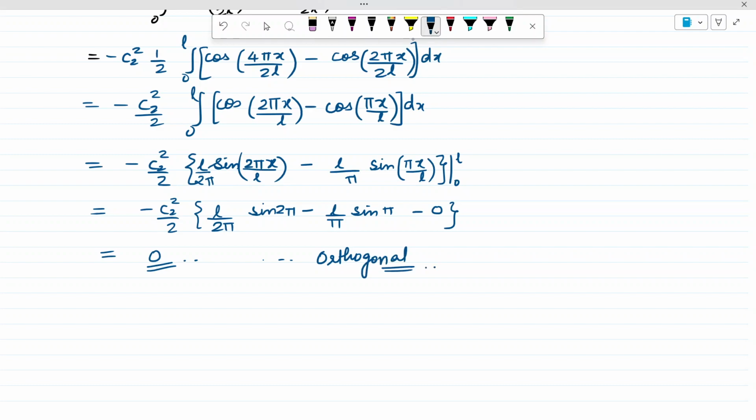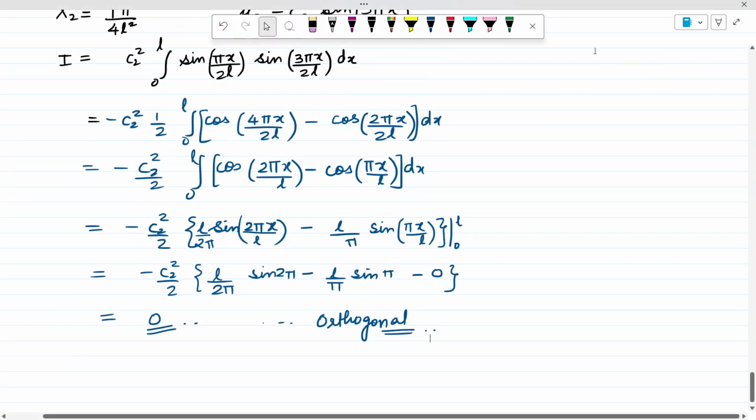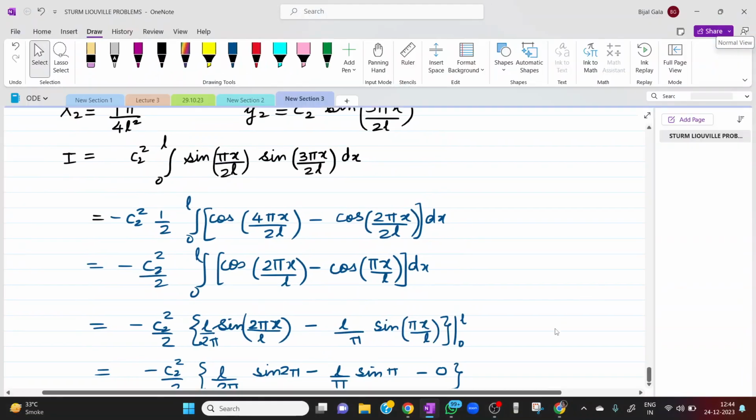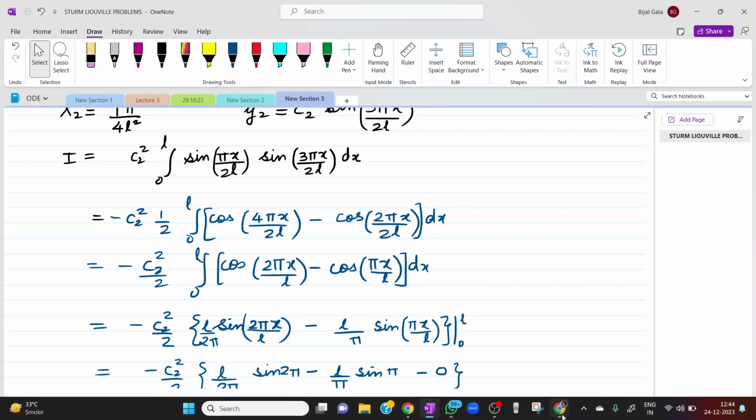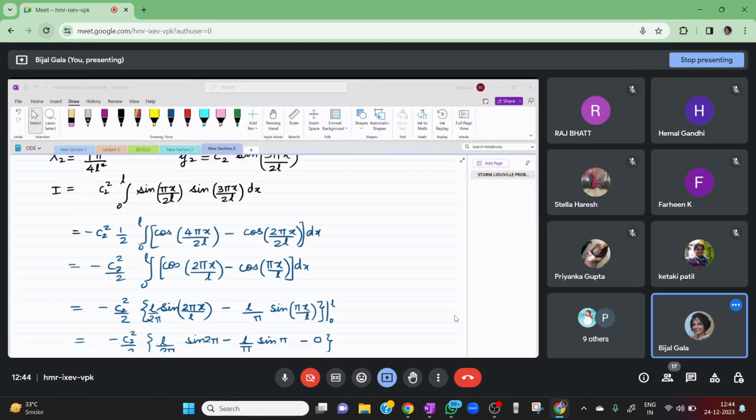I hope this is clear with everyone. This happens for distinct eigenvalues. The eigenfunctions corresponding to distinct eigenvalues are orthogonal to each other with respect to the weight function capital R of x. Capital R of x is generally what we obtain from the question. I'll give you one question where you need to try and find capital R of x on your own. So let's give it a try. I hope the orthogonality part is understood.